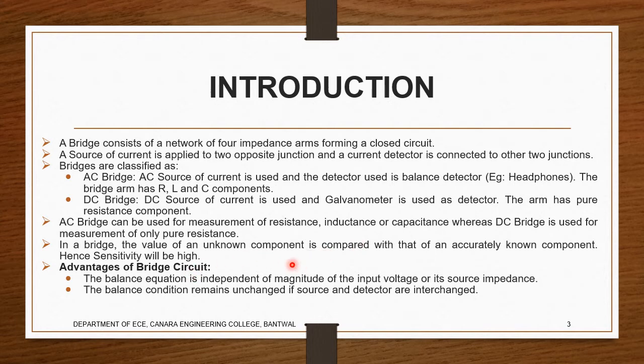In a bridge, wherever the unknown component is compared with an accurately known component, the sensitivity will be very high. So this is the basic concept of bridges. What are the advantages of bridges? Usually the balance equation is independent of the magnitude of the input voltages or the source impedance. Whatever the voltage and source impedance, it is unaffected. The balance condition remains unchanged if the source and detector are interchanged. So whatever the resistor or component we are using, the balance condition will be the same. We'll look at them one by one.